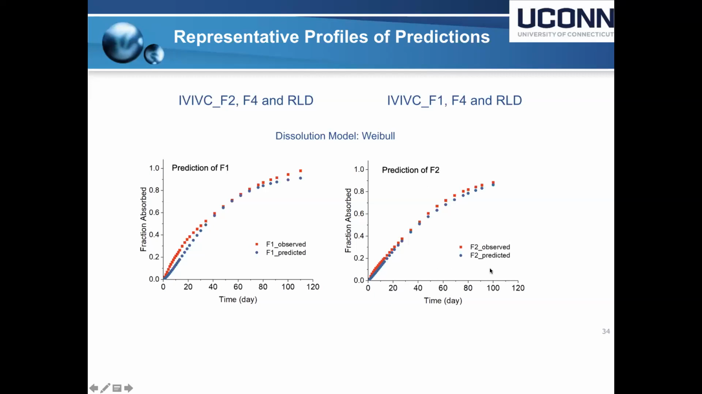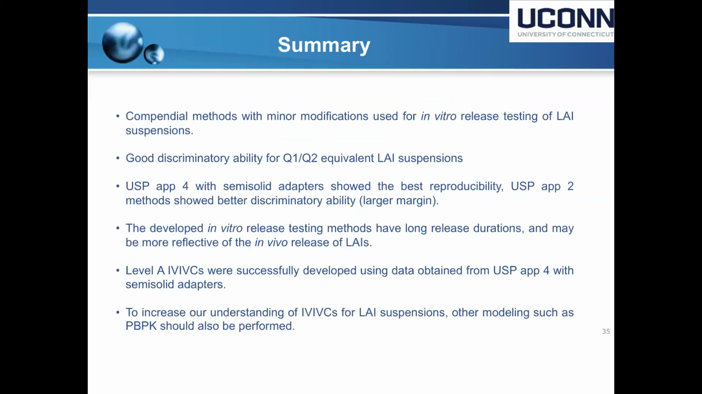And we got, again, very good prediction with our data overlapping for most of the data points with the USP Apparatus 4 in vitro release. So I think the key with that one was that with the Apparatus 4, we had very small error bars. And so we were getting these really good predictions.